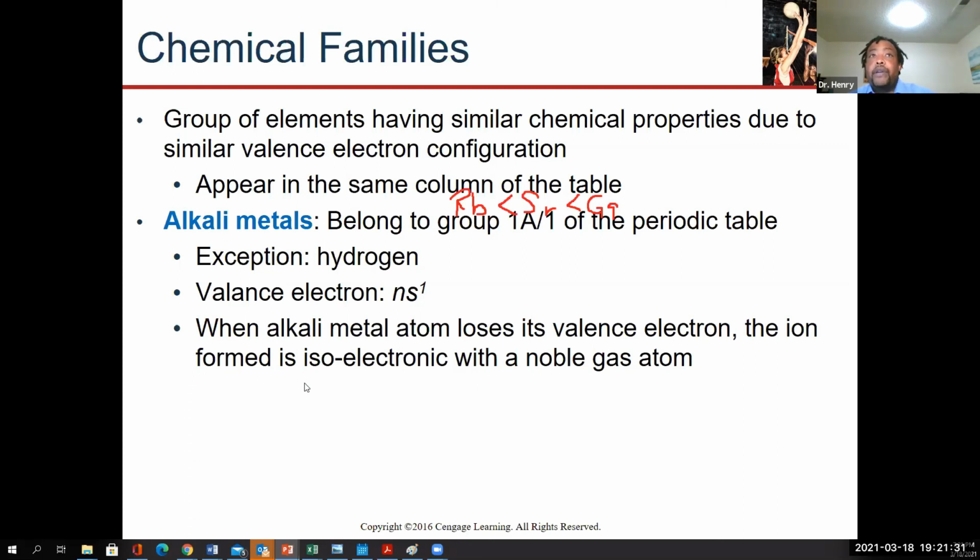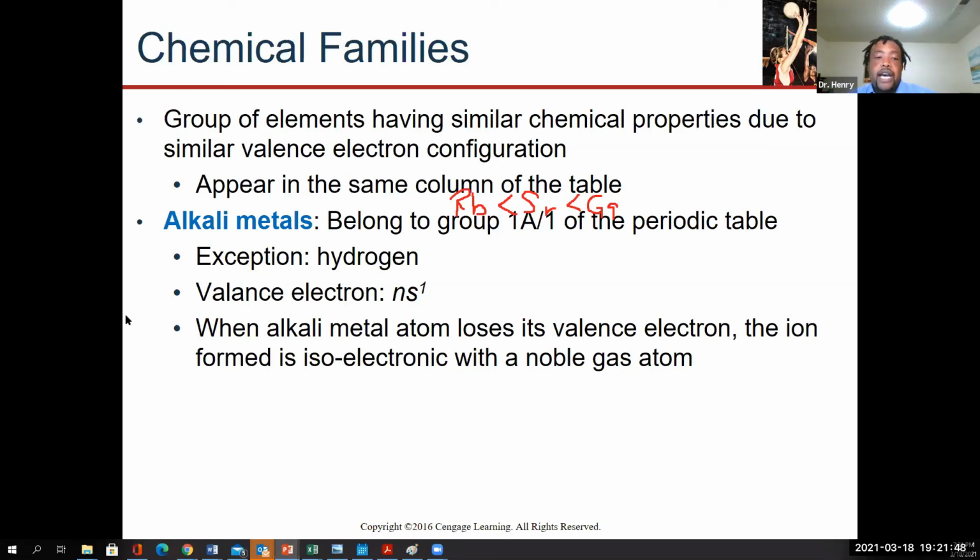So these guys are very reactive metals. If you expose them to the air, they kind of ignite. If you expose them to water, they kind of ignite. So they're very volatile. They want to react because they want to get rid of that one electron. They're anxious to react.